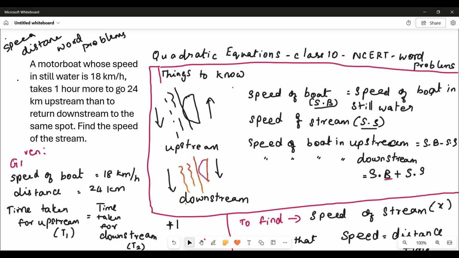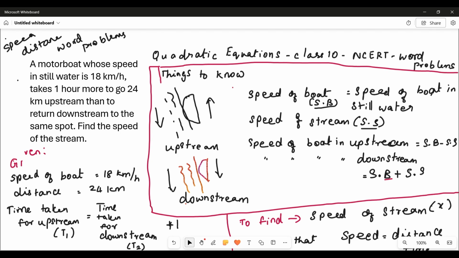When we work on such questions, before working on them, we need to know a few things. The first thing is the speed of boat. What is the speed of boat? We need to know the speed of boat, speed of stream, upstream speed and downstream speed. First, we should know the difference between all these four. What is the speed of boat? The speed of boat is the speed of boat in still water. That is the main thing here.